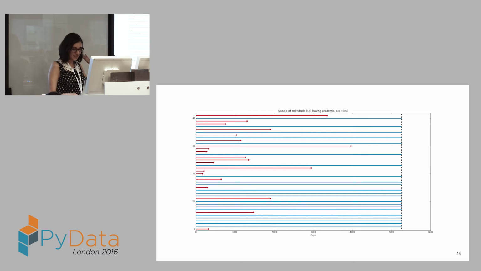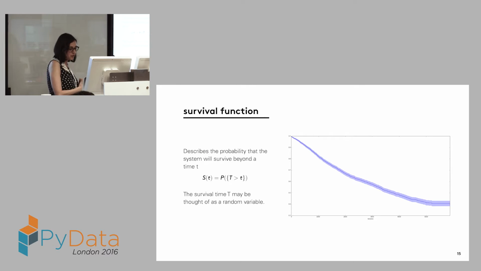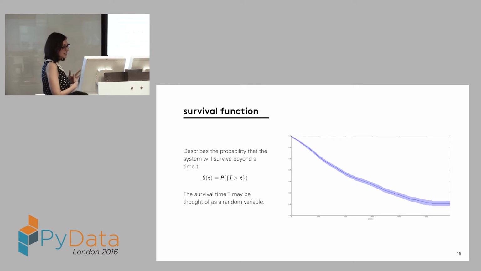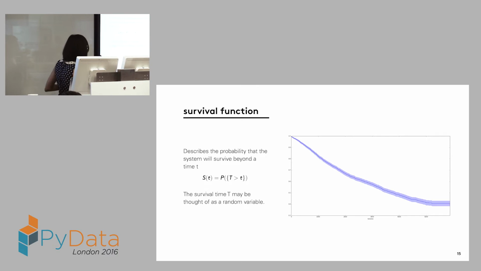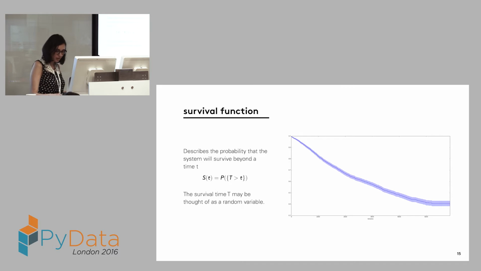And basically, this is a particular sample from my academic data set that I'm going to explain and enlarge in this talk. So a survival function looks like this. This describes the probability that the system will survive beyond the time t. It is basically this probability. And the survival time t, or the death time, may be thought of as a random variable. So basically at the beginning of time, chances that you've survived is 1. And then as time passes by, that probability decreases monotonically.